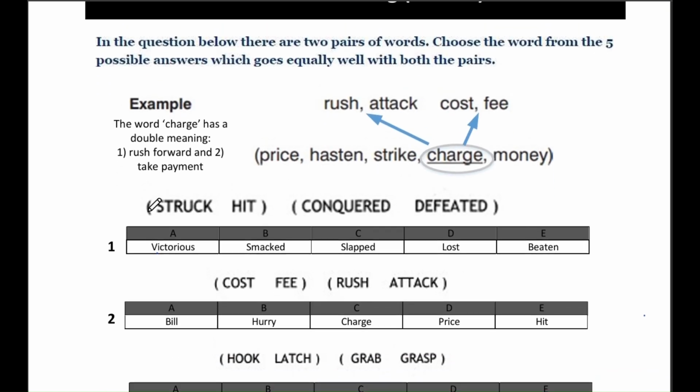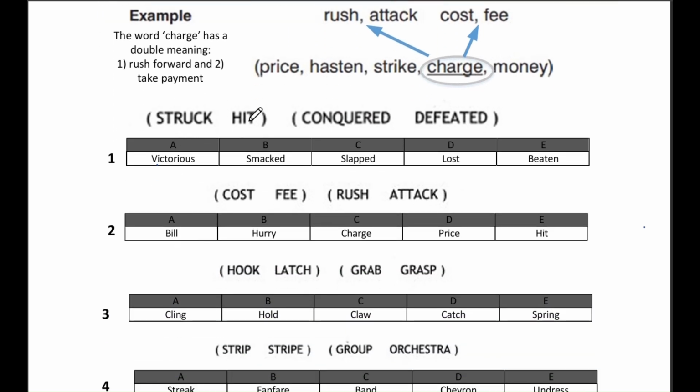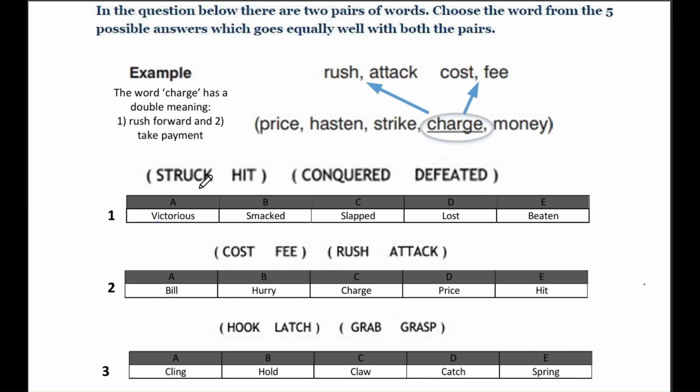Question number 1 of our verbal reasoning homework. We have two pairs of words here, struck, hit, and conquered, defeated. We need to find one word that fits with both of these pairs. Think of it like a bridge connecting these two ideas. Our options are A, victorious, B, smacked, C, slapped, D, lost, or E, beaten. The correct answer is E, beaten. When someone is beaten, it can mean they were struck, like in a fight, or it can mean they were defeated, like in a game.